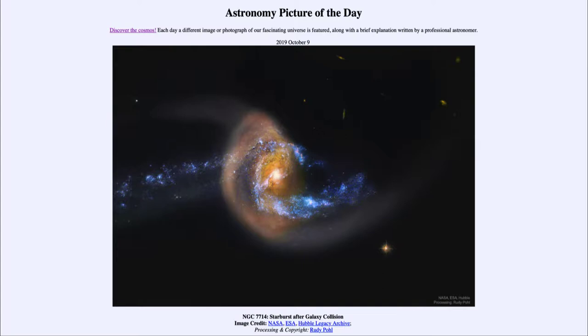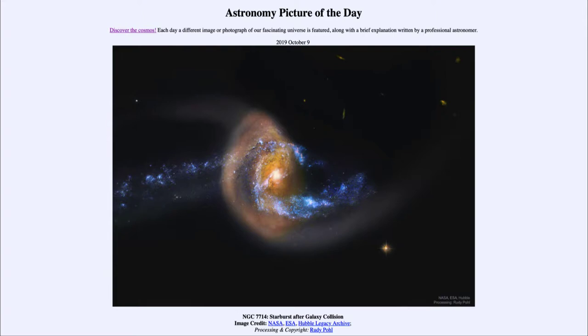However, larger objects like gas clouds will collide together. And when gas clouds collide, that will enhance the star formation. They will begin new star formation by causing those clouds to begin to collapse. And that's part of what we're seeing here.